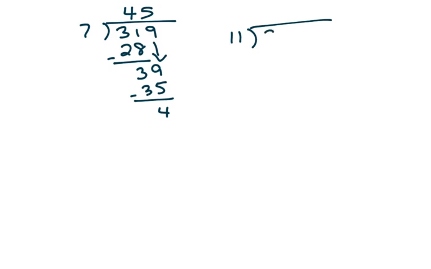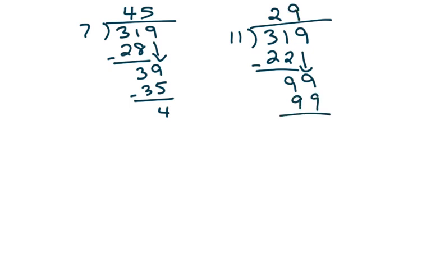11 into 319. 11 times 2 gives us 22, and that will give us a remainder of 9. And then we're going to bring down the other 9, and so 99 divided by 11 goes in evenly, and so 11 is a factor of 319.